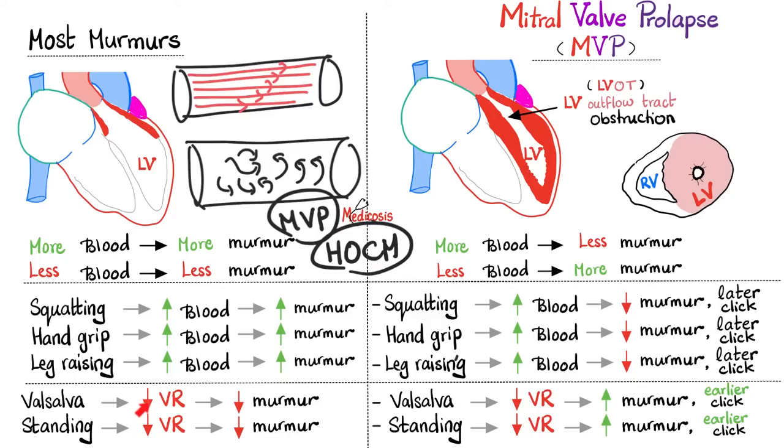Valsalva decreases the venous return, decreases the preload, decreases the blood that flows by the sick valve, causing less murmur. But not in mitral valve prolapse and HOCM, where Valsalva decreases venous return, increases murmur. Less blood, more murmur, and an earlier click. The same thing happens when I stand up suddenly. Less blood, more murmur, earlier click.